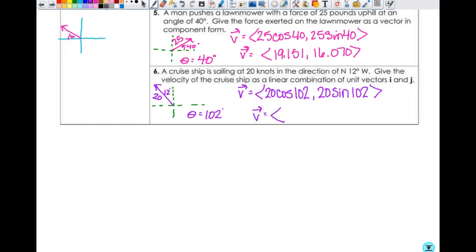Well, we're going to do this first. I would put it in component form first, because it does say as a linear combination of vectors i and j. I would go ahead and put it in component form and then do that. I just think that's easier. So you get negative 4.158 and 19.563. Then to get that linear combination of i and j, it would just be negative 4.158i plus 19.563j.